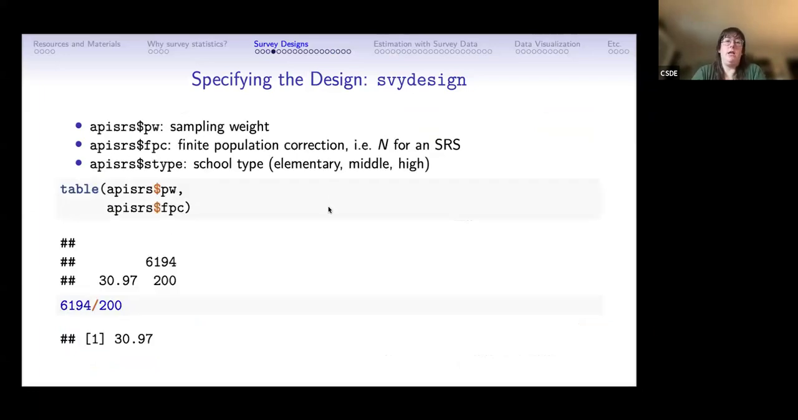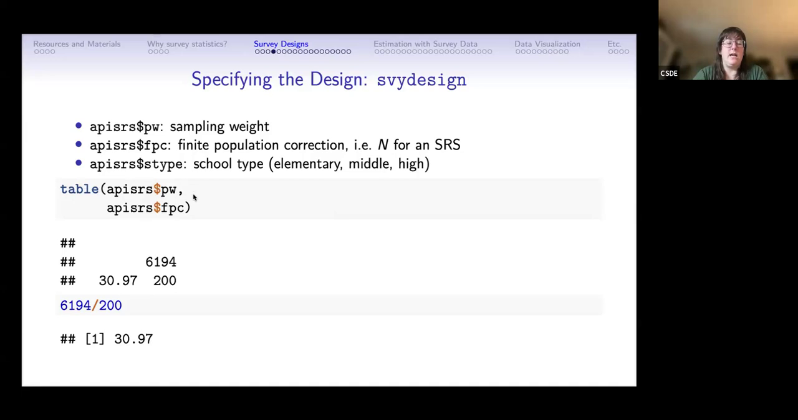So we're going to start looking at simple random samples. We're going to look at the API-SRS data set. We have a column called the sampling weight. It's called PW. We have the finite population correction. For a simple random sample, the only thing we need to calculate that finite population correction, that 1 minus little n over big N, is the sample size, which is just the number of rows in the data set that we have. And we need to tell R or survey somehow what the total population size is.